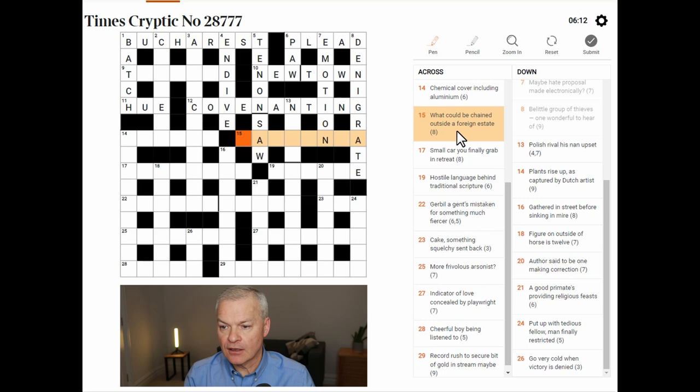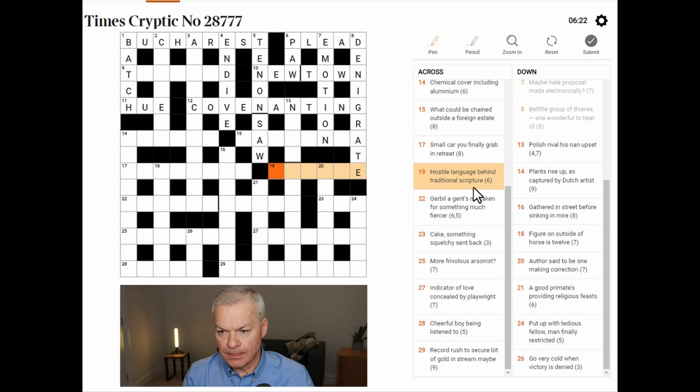What could be chained outside a foreign estate? No. Hostile language behind traditional scripture. Yeah, this is a verse. So a verse means hostile. Language is Erse, an Irish language. Behind traditional scripture, well, AV is short for the authorized version of the Bible, therefore traditional scripture.